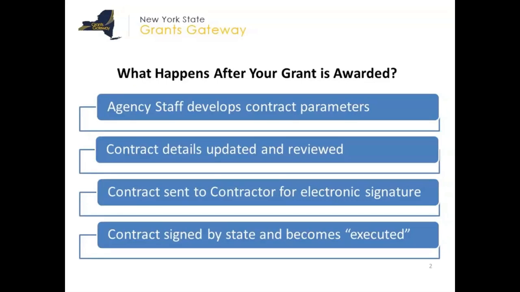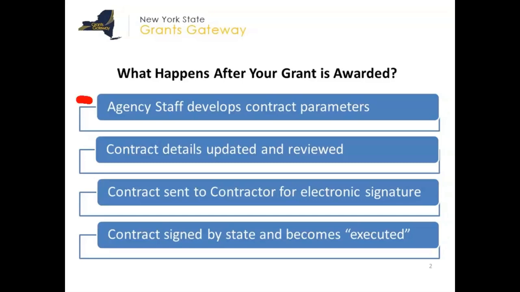And now contract details need to be updated and reviewed. That's the step that most of your contracts are at right now. And what that means is there's maybe some changes that need to be made to the budget or the work plan or some language in the contract, and either the state agency is doing it or they're sending it off to you so you can do it. And that's all done, obviously, in the Grants Gateway.